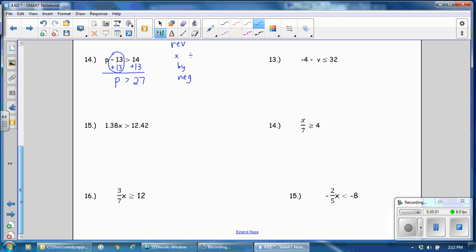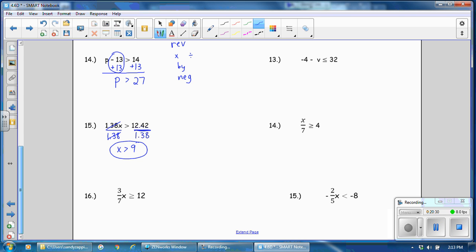Number 15. Here, this means to multiply, so we will divide. Show division with a fraction bar. Divide by the coefficient. We're dividing by a positive number, so our inequality is preserved. Bring down x. So x is all numbers greater than, and we divide 12.42 divided by 1.38 to get our solution of 9. The solution is all numbers greater than 9.